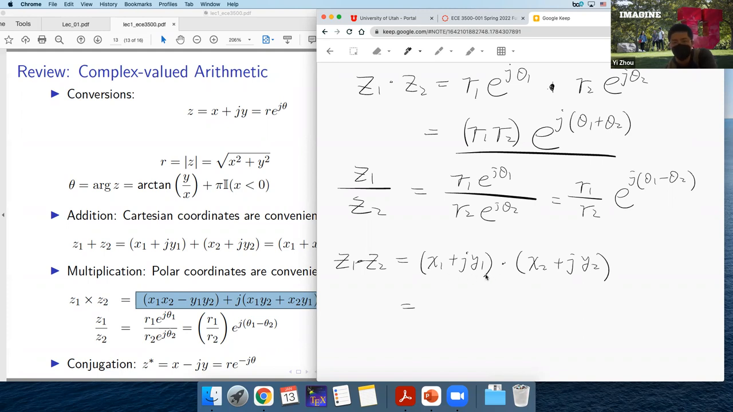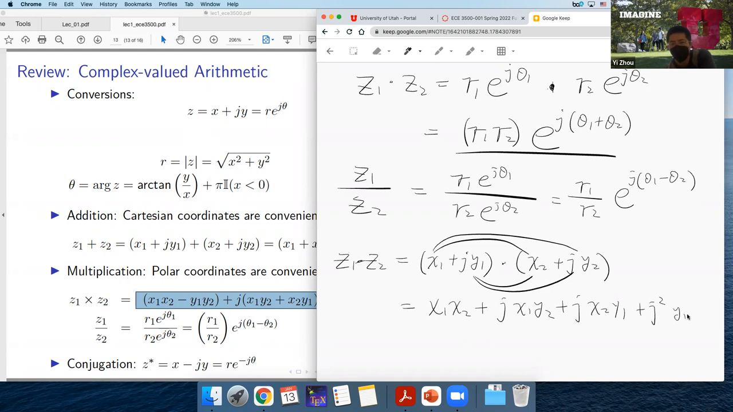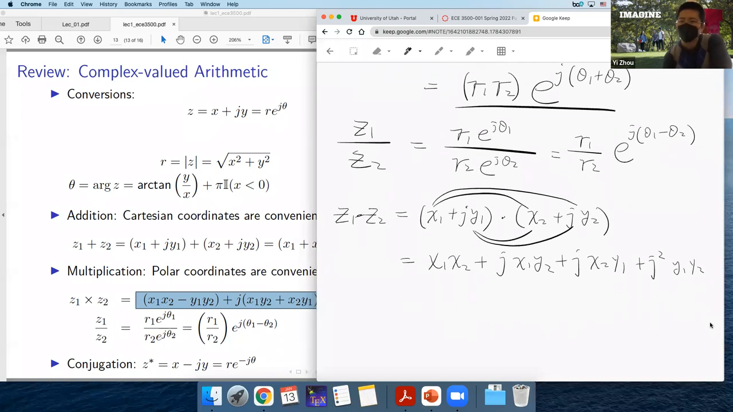Okay, you have these two. This is Z1, this is Z2. Now this is their Cartesian form, which is the addition of two components. So you need to distribute them. So we have x1, x2, it's right here, and then j times x1, y2, that's the second part, and here is j, x2, y1, and the last one is j squared, y1, y2, right?